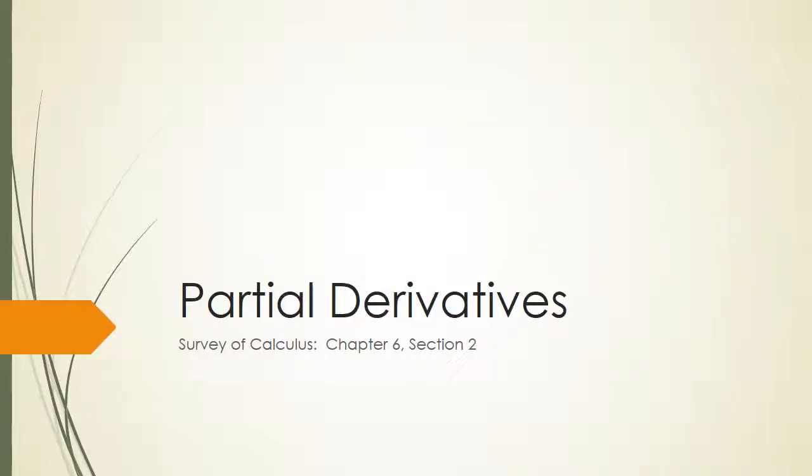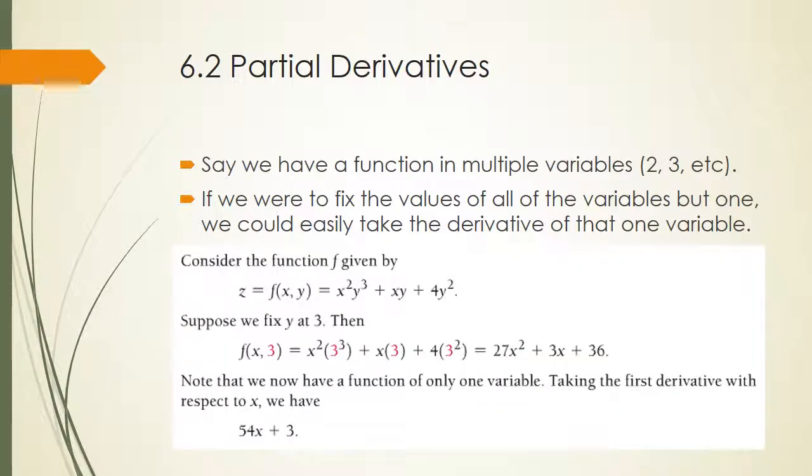Survey of Calculus, Chapter 6, Section 2, Partial Derivatives. Let's say we have a function in multiple variables, like 2 or 3 variables. If we were to fix the values of all the variables but one, in other words, instead of being variable, they actually had a value, then we could easily take the derivative.